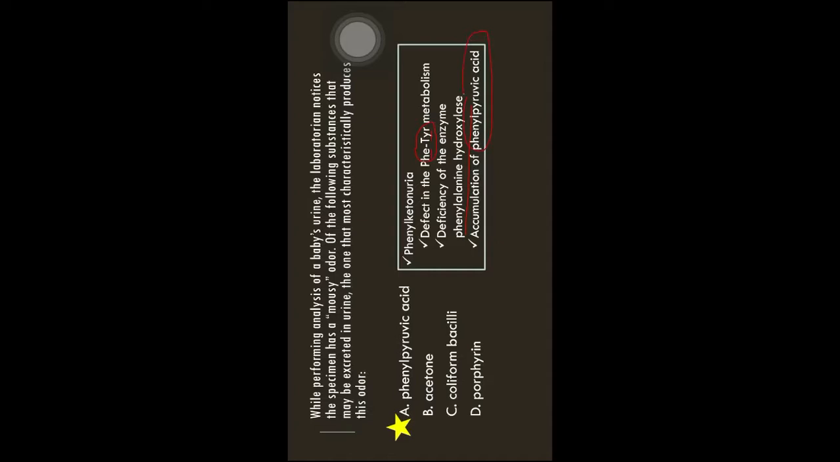This is what causes the mousy odor. If you remember, acetone is fruity or sweet, and coliform bacilli may cause an ammoniacal or ammonia-like odor. Usually for porphyrin, there is no associated odor, but it is associated with color, right? Porphyrin is associated with port wine color.